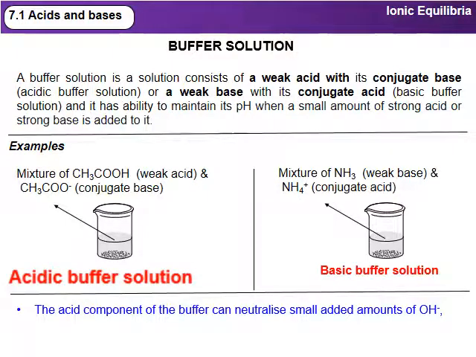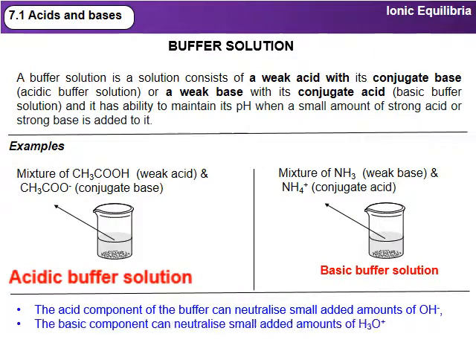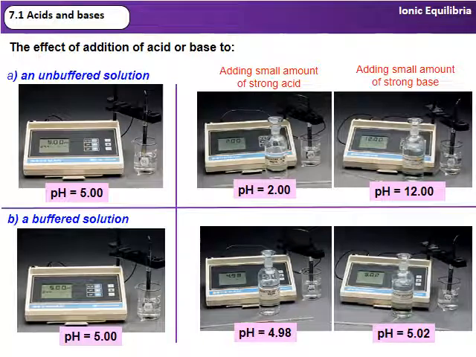The acid component of the buffer can neutralize small added amounts of hydroxide ion. The basic component of the buffer can neutralize small added amounts of hydronium ion. For an unbuffered solution at pH 5.0, when a small amount of acid is added, the pH drastically decreases to 2.0. And when a small amount of base is added, the pH jumps to 12.